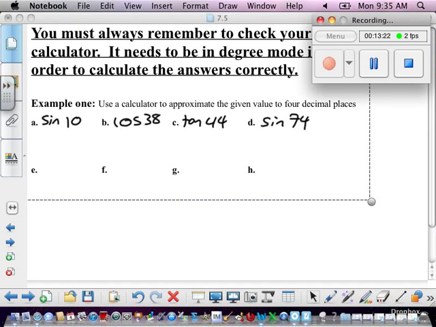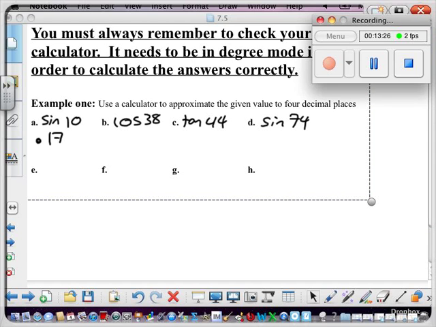Okay, ladies and gentlemen, once you get that sine is 0.1736 approximately, you're going to round to the 4 decimal places. Go ahead and do the rest of the ones, A through H, while I'm walking around. If you have sine of 10 is 0.1736, if you round it for 4 decimal places, go ahead and do the other ones. If not, raise your hand and I will come around and help.